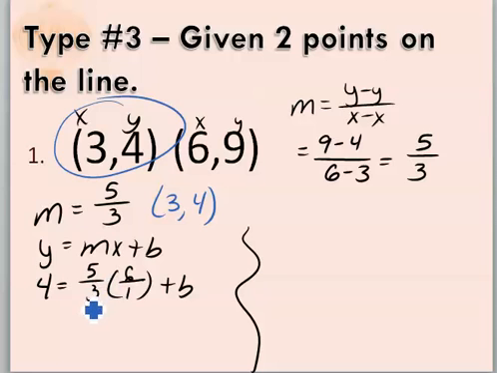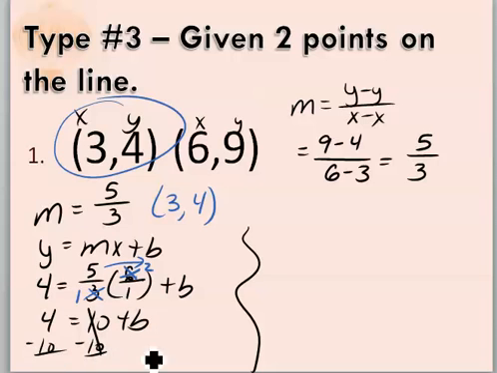If we cancel, on the bottom 3 divided by 3 is 1, and on the top 6 divided by 3 is 2, and then we're going to multiply the tops. So we have 4 equals 10 plus b. To get b by itself, we subtract 10, and we find that b is negative 6. So my final answer would be y equals 5/3, that's the slope we found, times x minus 6.